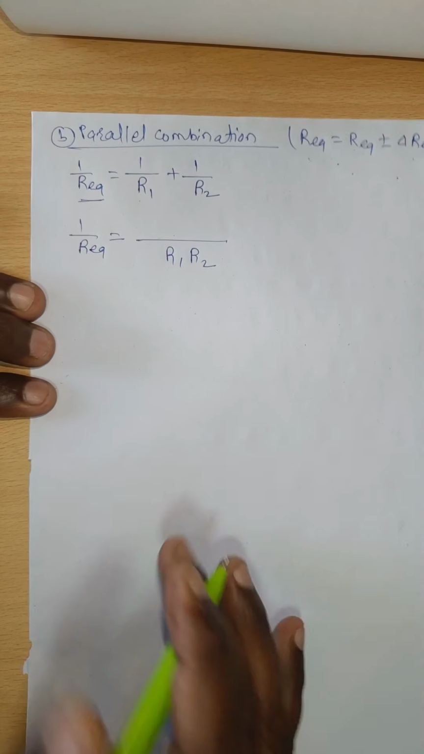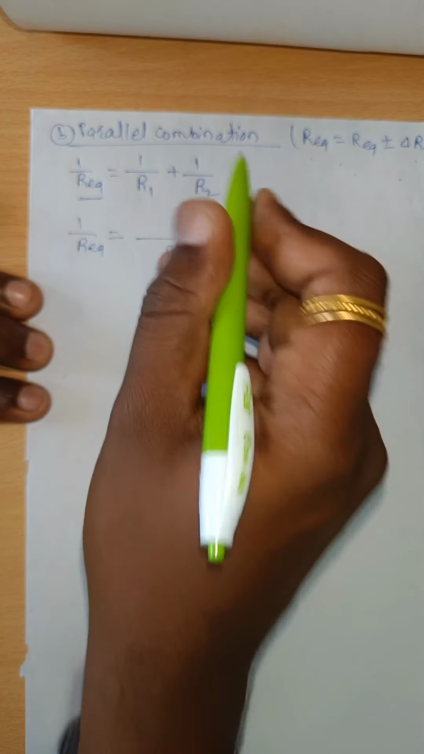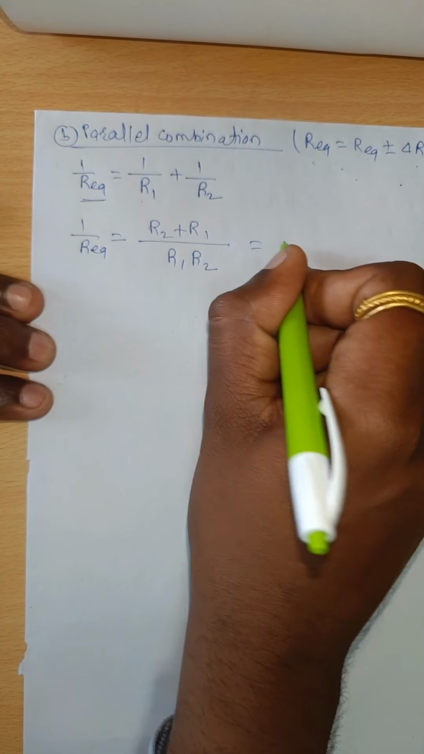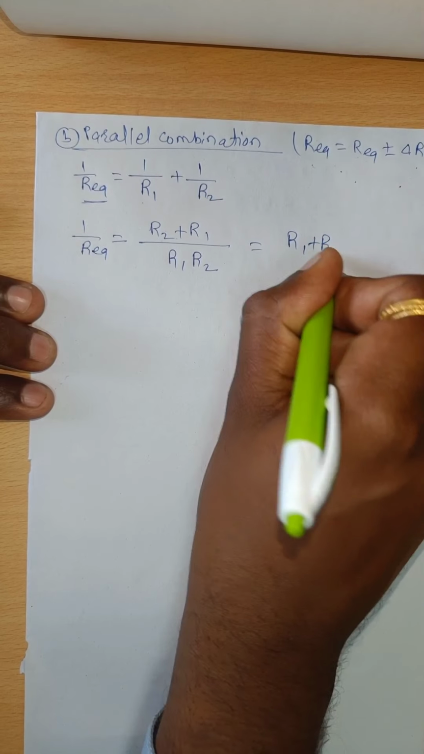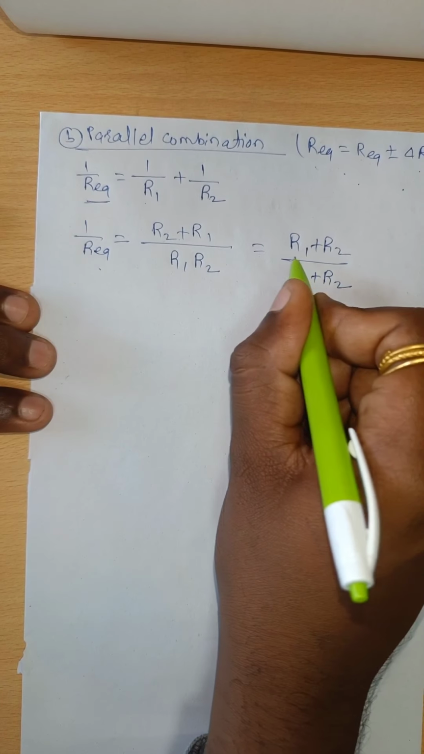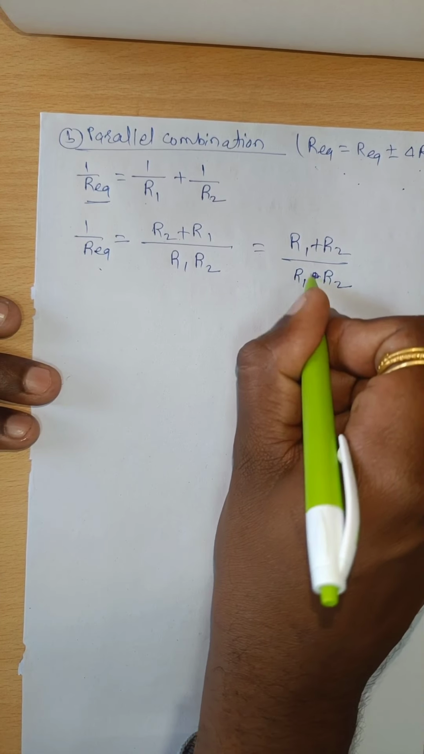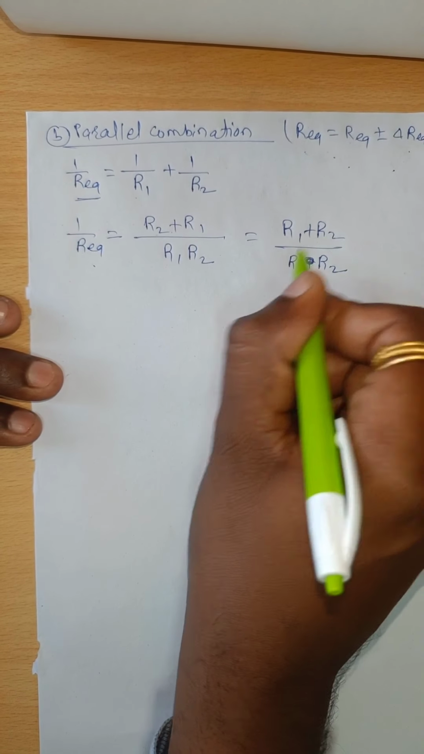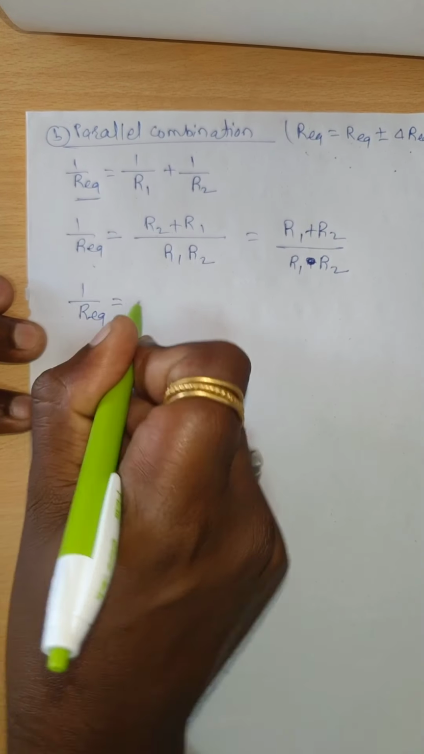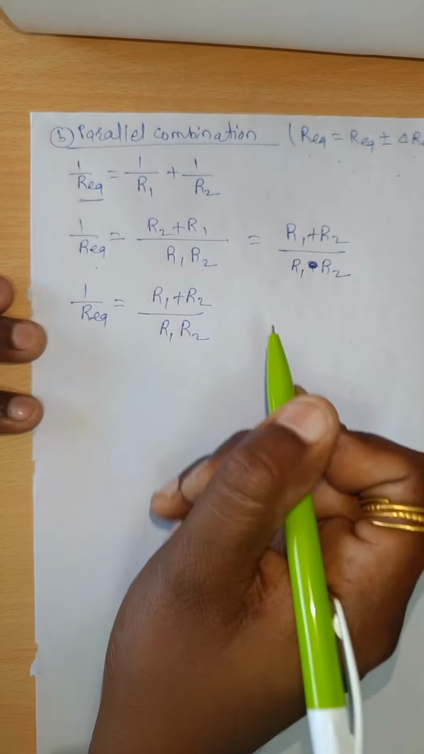Taking the cross multiplication, that is R2 plus R1, which is nothing but R1 plus R2, divided by R1 into R2. So 1 by R equivalent is equal to R1 plus R2 divided by R1 into R2.